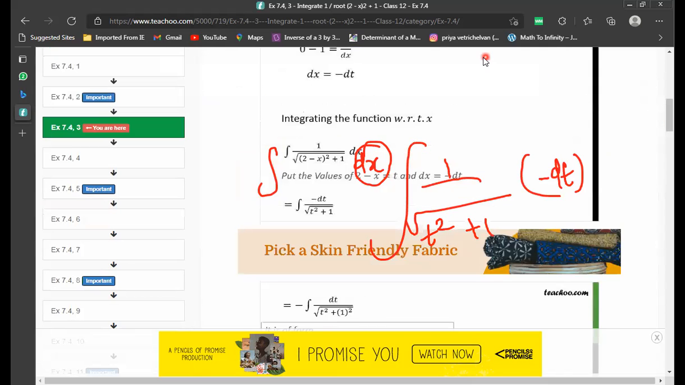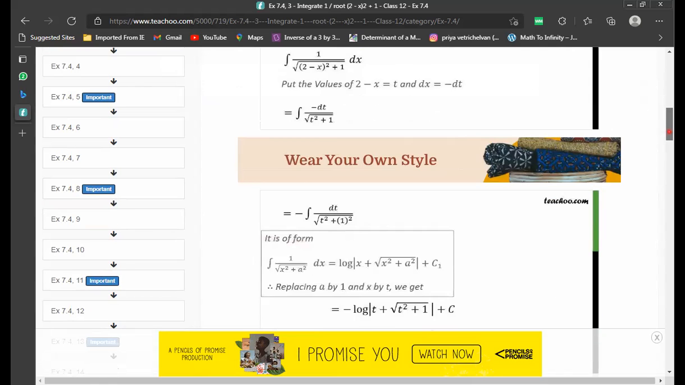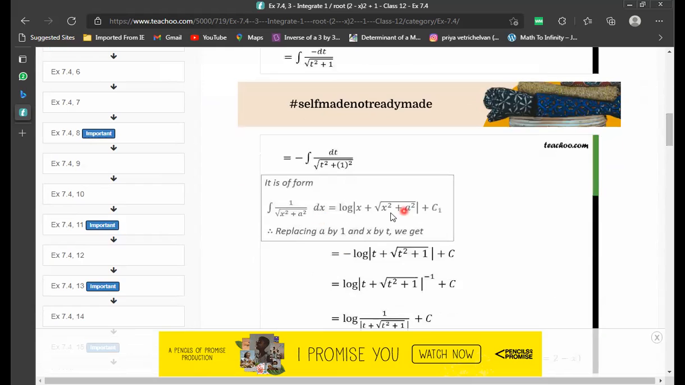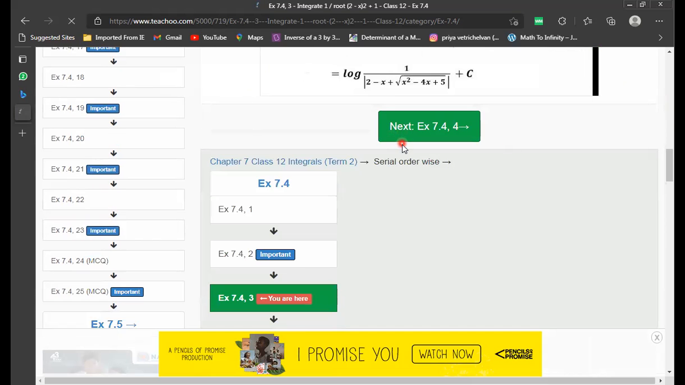Take the minus outside. It's minus dt upon square root of t square plus 1. You can write 1 as 1 square. Again, the same form: log of x plus square root of x square plus a square. Here a is 1 and x is t. That's it. Clear? Just replace t as 2 minus x in this.